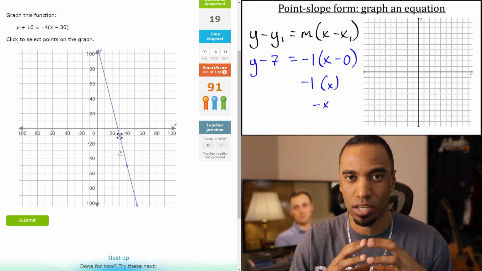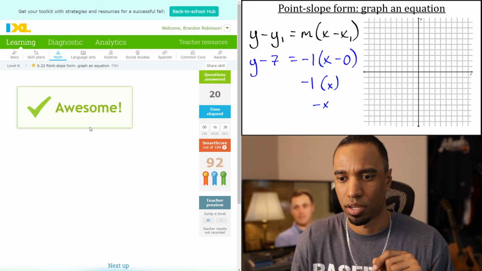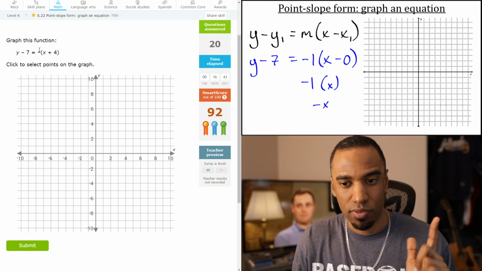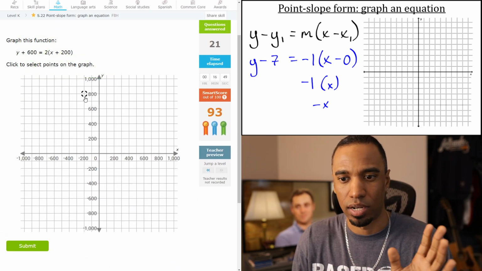Change in y over change in x rate. It's a constant right there. So that one should work there. 30, negative 10. Okay, good. This one was not like that. Slope of negative 1, but I start at negative 4, comma, positive 7. Slope of negative 1 right there. Just let's keep moving. Haven't got anything wrong yet.